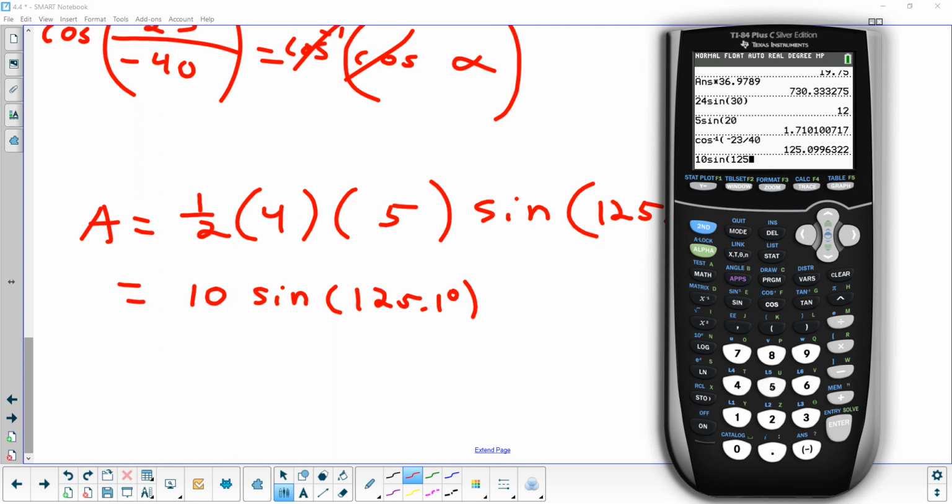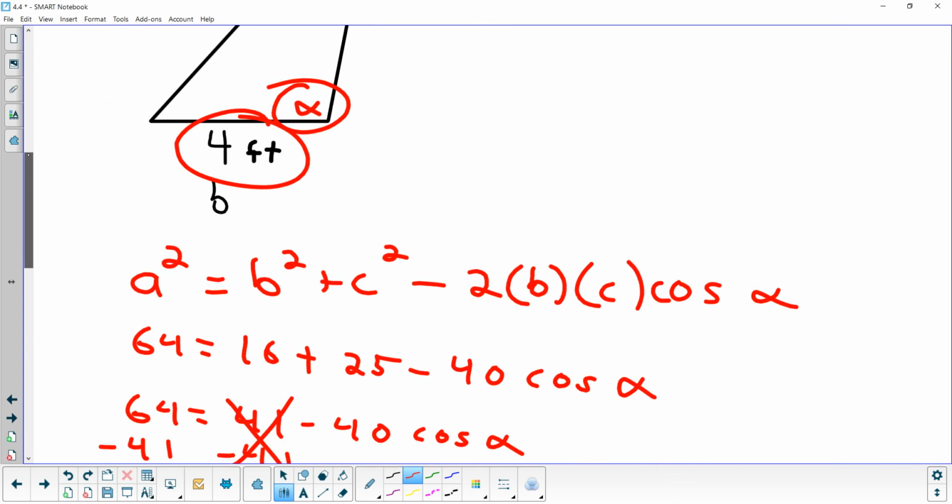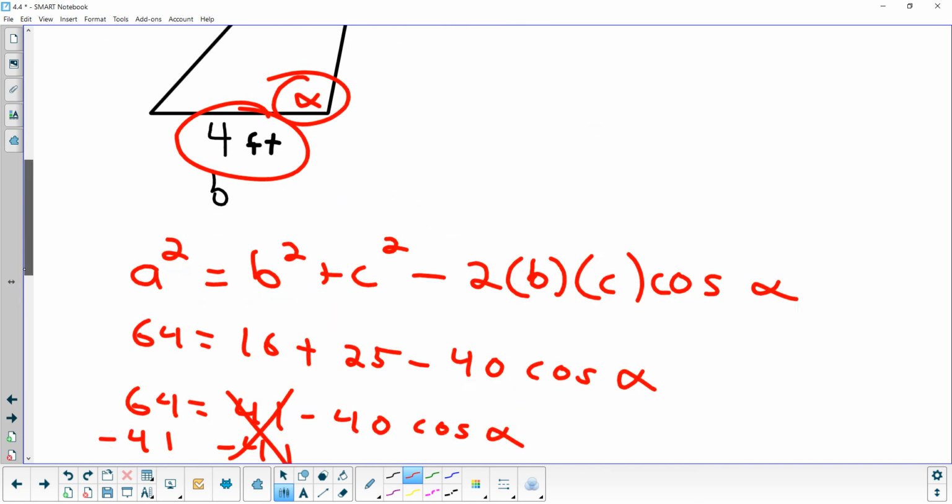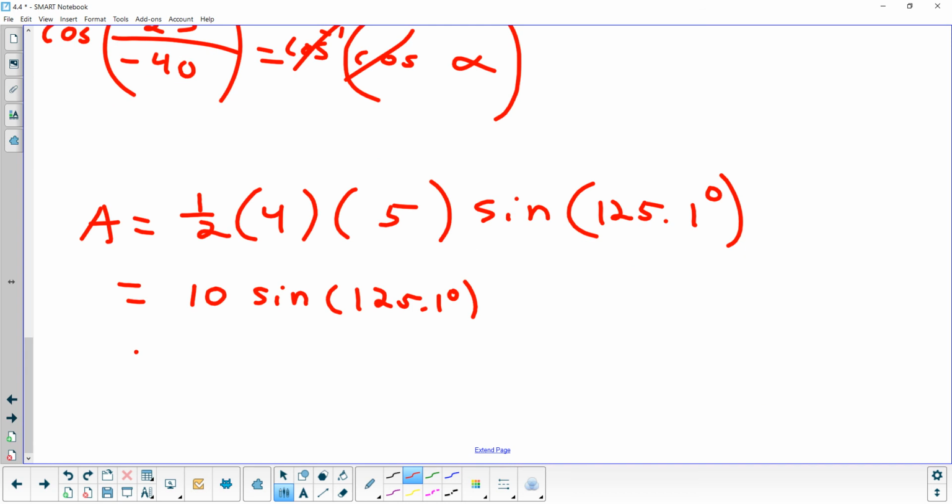Sine 125.1. The area is 8.18. I just need to see, was I given a unit? Yes, I was. Vivian, what were my units in this problem? Feet. Yeah, units were in feet. So that's about 8.18 square feet.